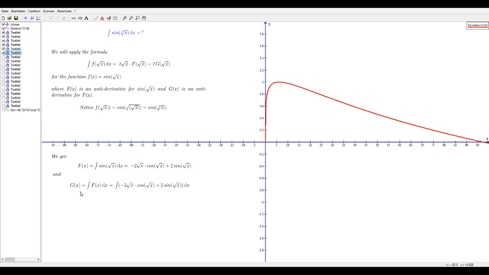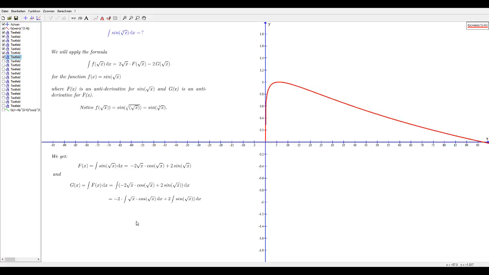We get that capital G of x is the integral of capital F of x, and that's now the integral of minus 2 square root of x times cosine square root of x plus 2 times sine of square root of x. So at first we use the fact that the integral is a linear function, more precisely an R linear function if the functions go from R to R, right? And so we just have to integrate. Basically, if we also plug this scalar out, we can do this.